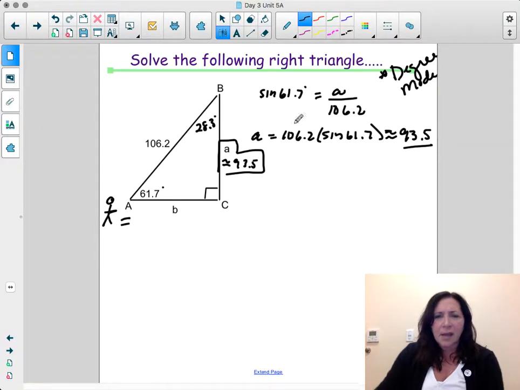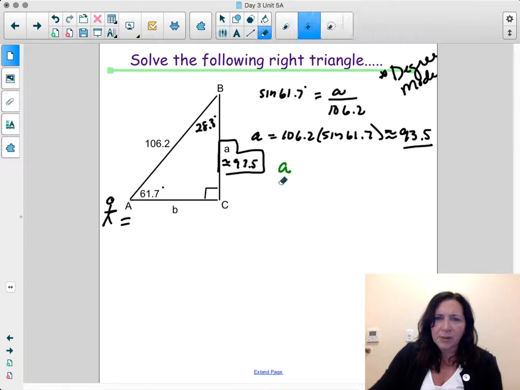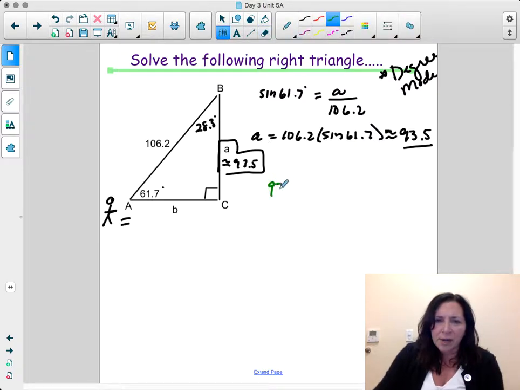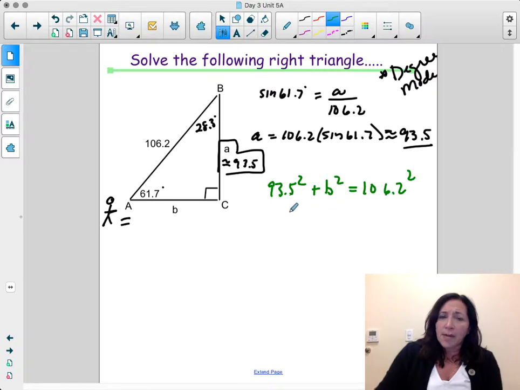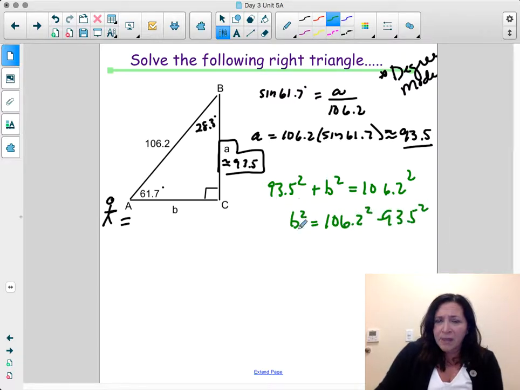To find B, I have lots of choices. I'm just going to write down some of the choices that I have. Pick one. Whichever one works for you, that's the one you should use. A lot of people go, oh, I have two sides of a right triangle, I'm going to use the Pythagorean theorem. So I'd go 93.5 squared plus B squared is equal to 106.2 squared. That's one way I can solve for B. And so, again, if I'm not allowed a calculator, this is what I would do. I'd go 106.2 squared minus 93.5 squared, and then I would square root that, because without a calculator, this is what you can do.